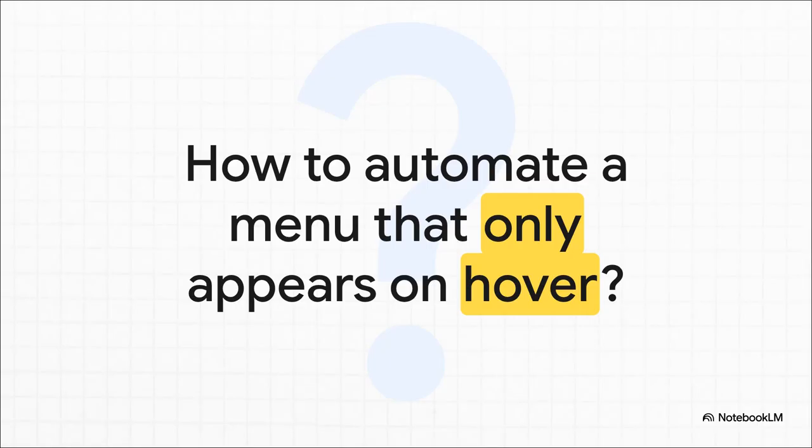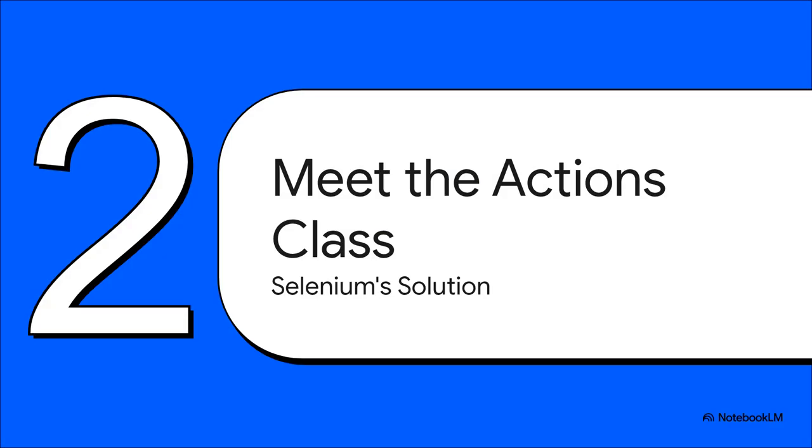So that's really the million-dollar question, isn't it? How do we tell our script to do something that isn't a click? How do we get it to perform that subtle, human-like hover just to make that hidden menu appear so we can finally get to work on it? Well, it turns out Selenium has a really slick solution for this. And here it is, the hero of our story today, the Actions class.